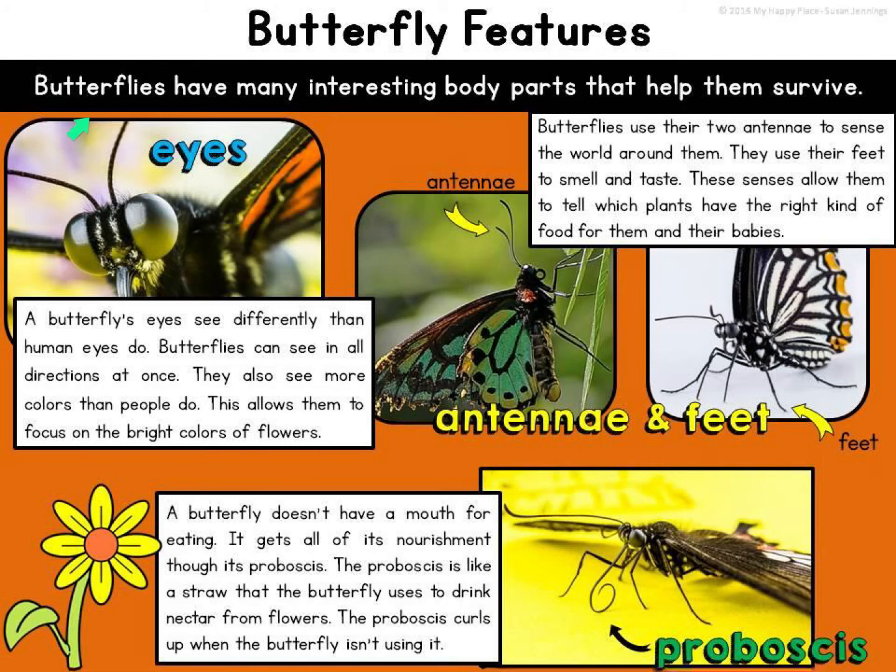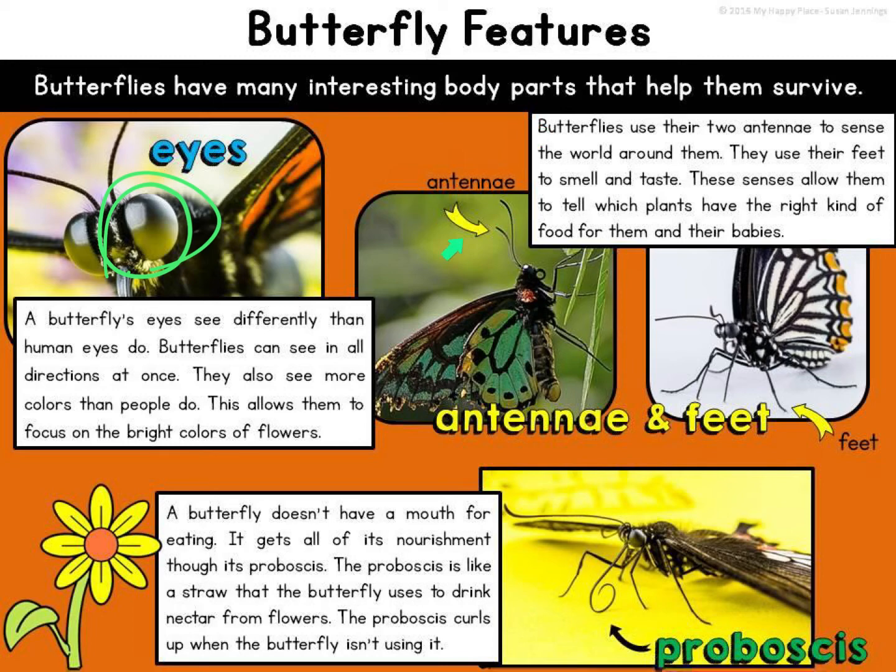Butterfly features. Butterflies have many interesting body parts that help them survive. A butterfly's eyes see differently than ours. Butterflies can see in all directions at once. They also see more colors than people do. This allows them to focus on the bright colors of flowers. And look at those eyes, they're really big.